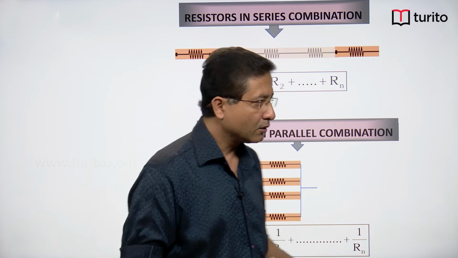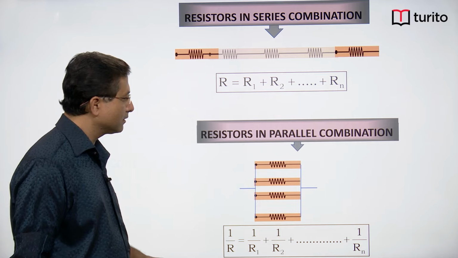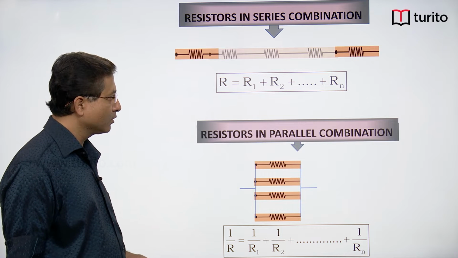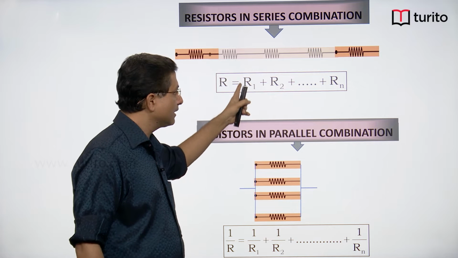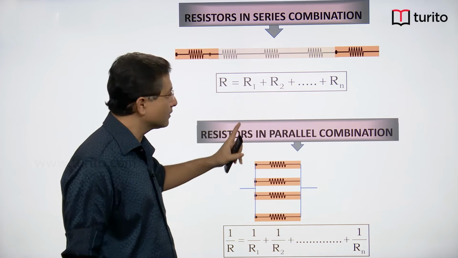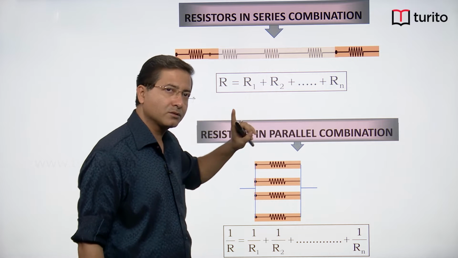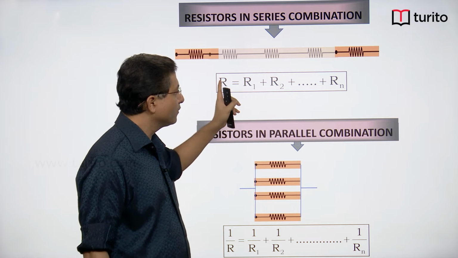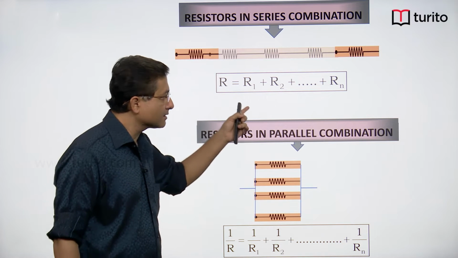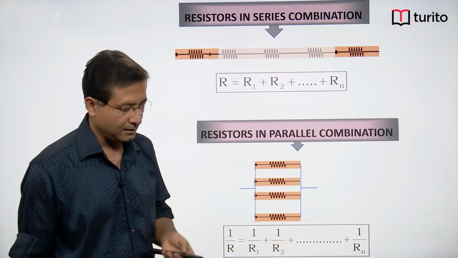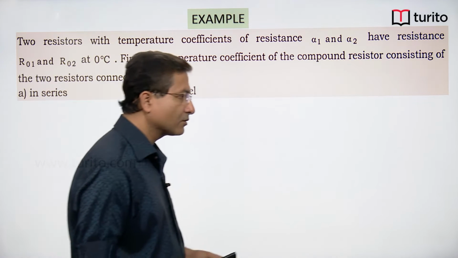Before getting into that, let us see one concept related to series and parallel combination. We know that if we are changing the temperature of this resistor, then R1 will be changing with temperature, and R2 will be changing with temperature. What will be the response of the equivalent resistance to the change of temperature when two resistors are connected in series and when two resistors are connected in parallel? Let us see that. Based on that, there is one example, you can read the question.